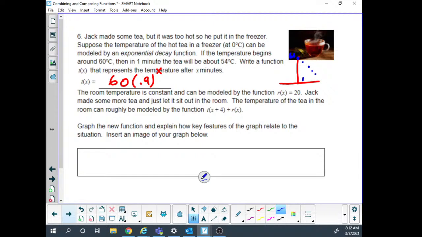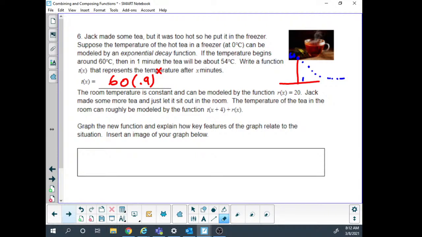Okay, what's it gonna get close to, but never reach? 0. Does that kind of make sense in this situation? At some point, it seems like it would reach 0. Or would it? No, it would. I'm serious, it would. You're pretty sure it would, yeah.